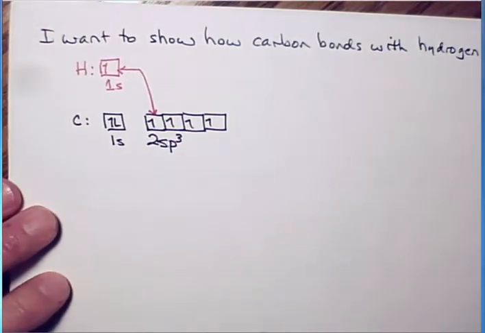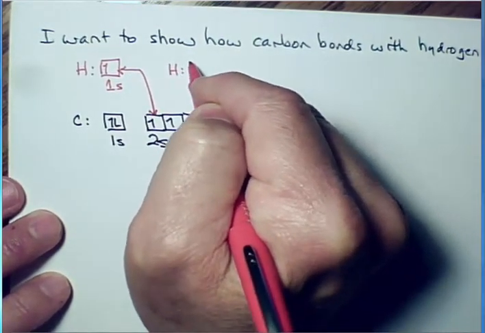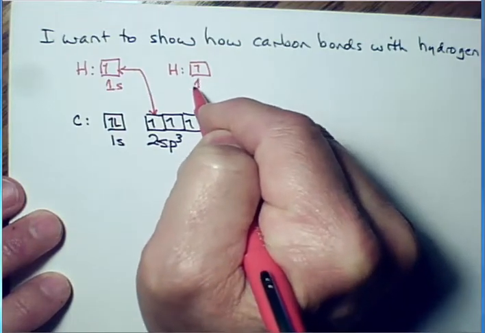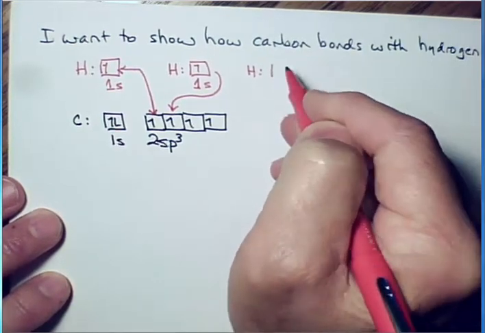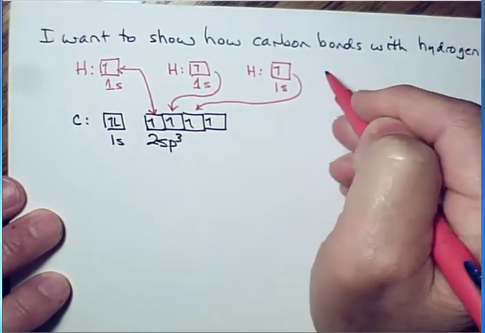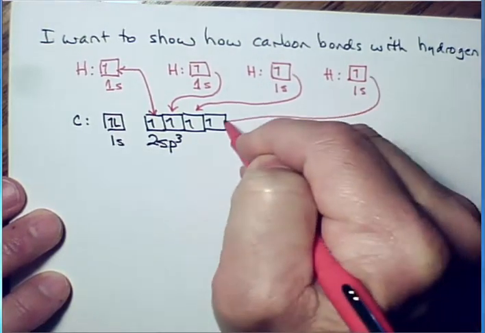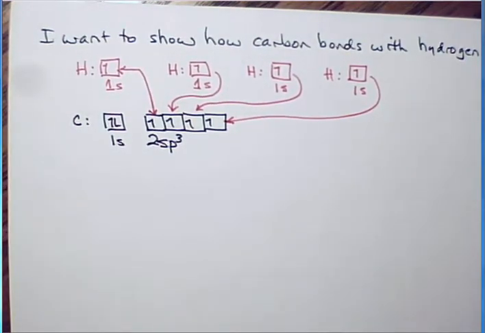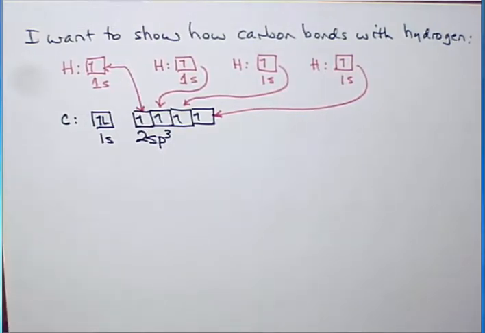So that's just one hydrogen. We've got 3 more places for hydrogens to share electrons and therefore covalently bond. So this is all possible.